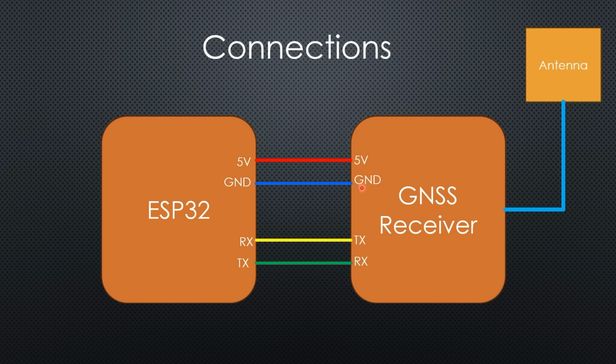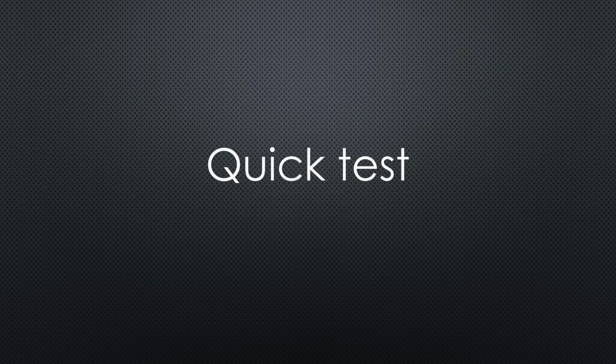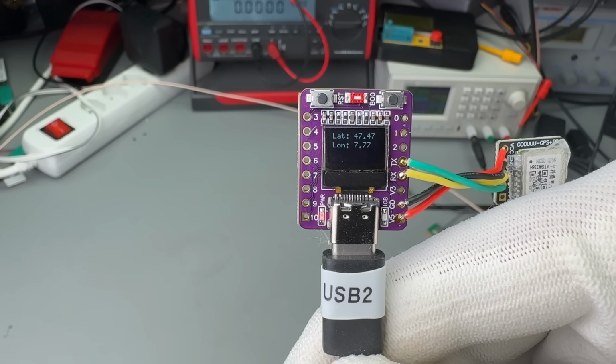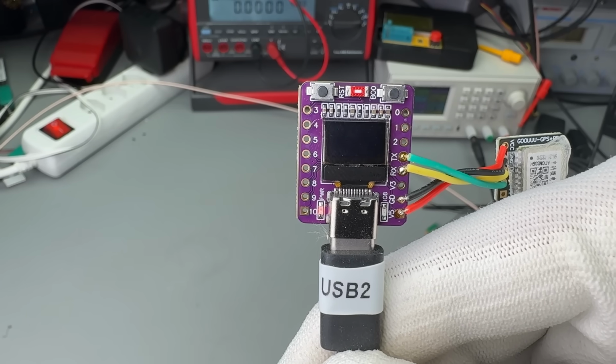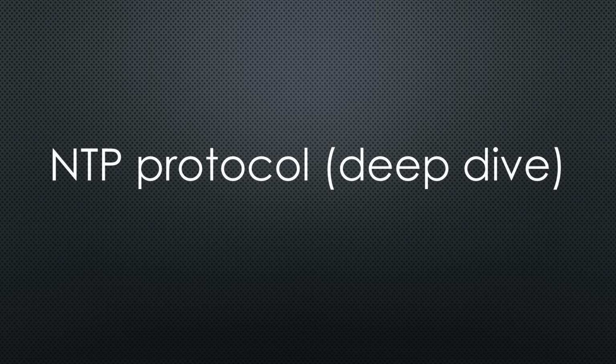Just connect ground, 5V, RX, TX, and an antenna to the UFL connector of the GNSS receiver. First, a quick test of the board. With a few lines of code, the OLED display shows our position. Nice! Now it's time to get serious with the NTP protocol and its timing.